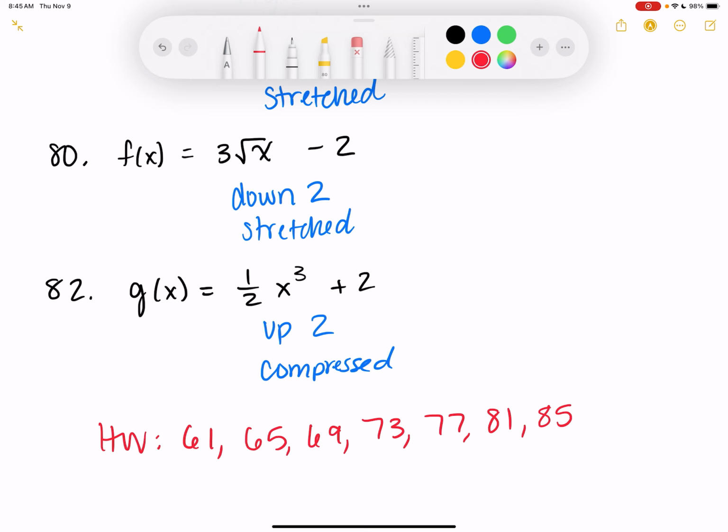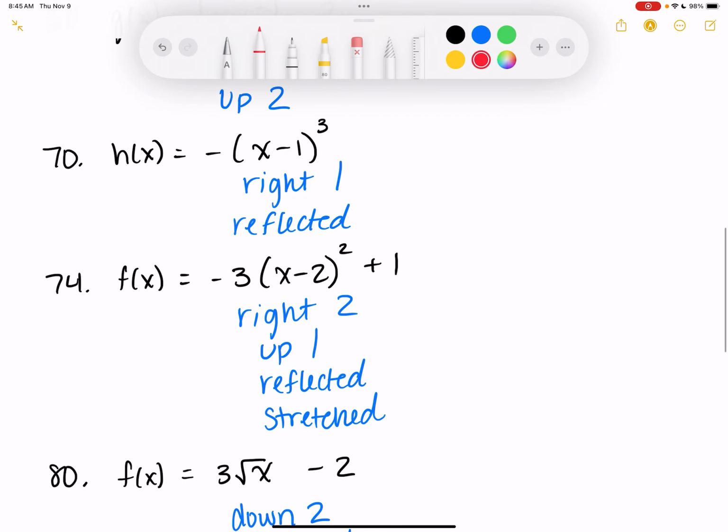And just so you know, because we didn't have one like that happen here, you can have something that's just reflected or just compressed or stretched. It doesn't have to also be shifted. We just didn't have any that happened for.